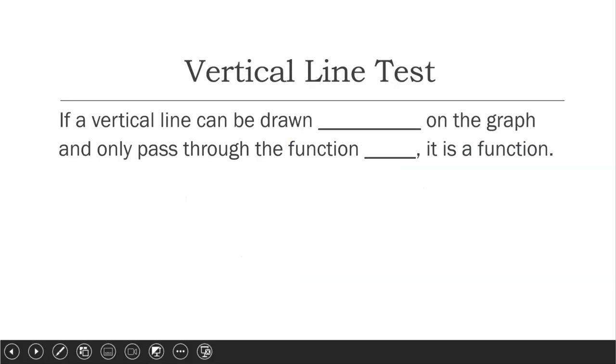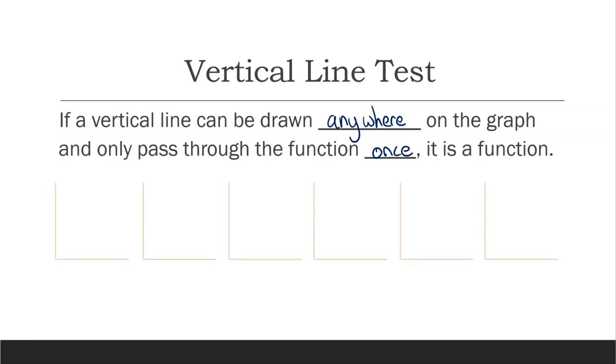But first, let's just write that definition one more time before we look at those graphs. If a vertical line can be drawn anywhere on the graph and only passes through the function once, it's a function. So here are 6 different graphs we're going to look at and how this plays out.